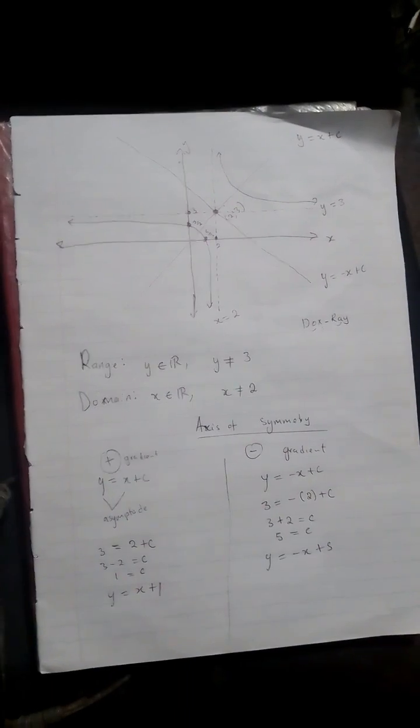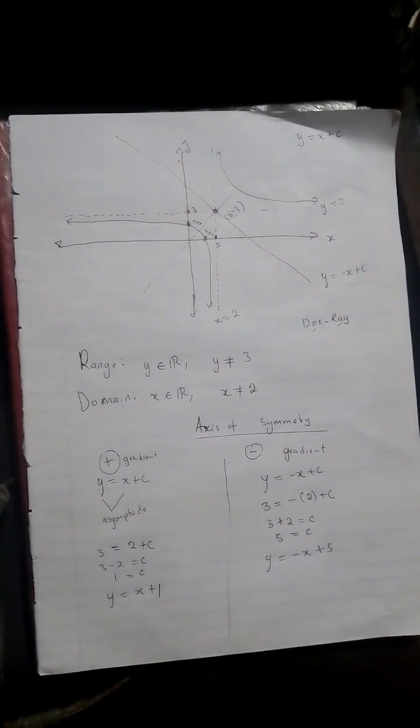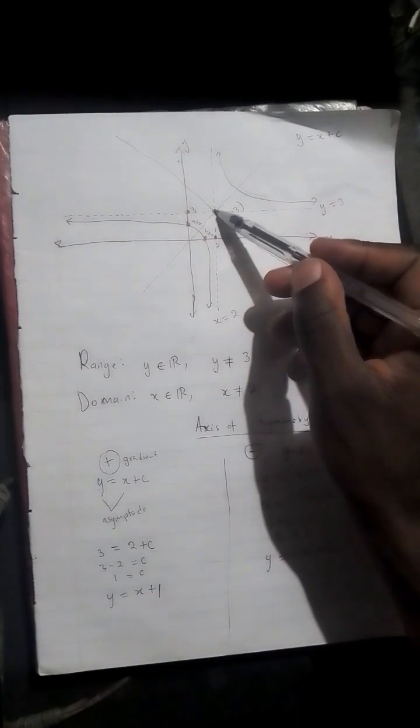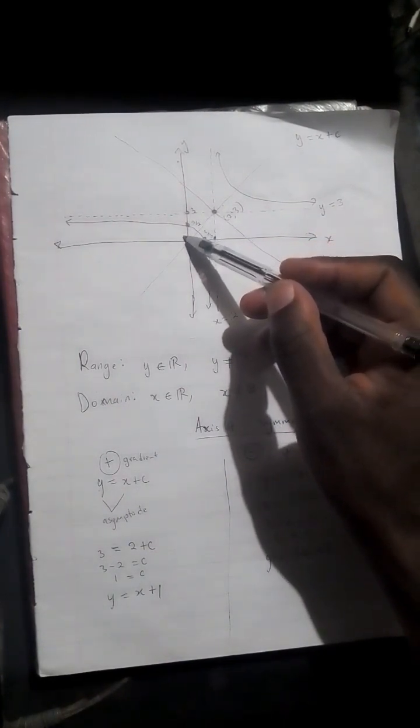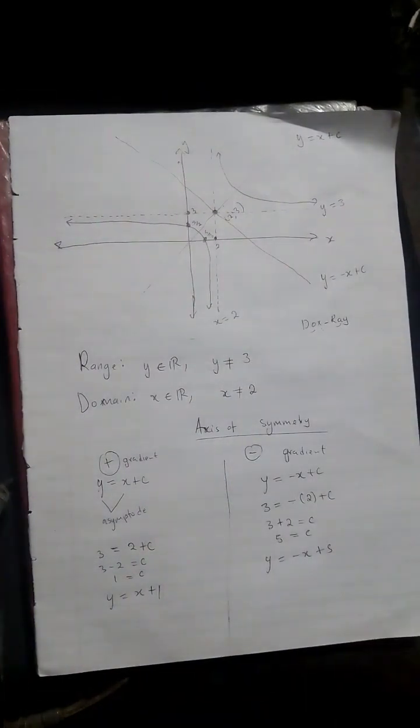Then we just got the axis of symmetry. Because this is a rough sketch, this line is actually going to pass somewhere here where x is equal to 1, not where x is equal to 0. So that's it for hyperbolas. That is all you need to know.